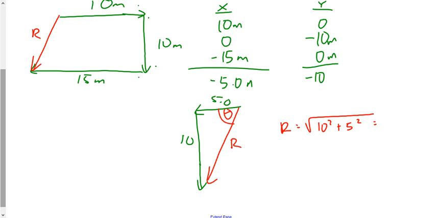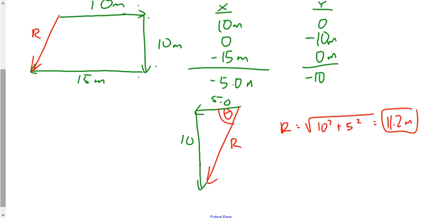Thank you. 11.18 or 11.2 meters. Now, solve for theta. Remember we talked yesterday, we did a little trigonometry review: opposite, adjacent, hypotenuse. The hypotenuse is always the longest side. So the hypotenuse here is R. Usually the hypotenuse is R, although not always. It is always the longest side. So this is the hypotenuse.